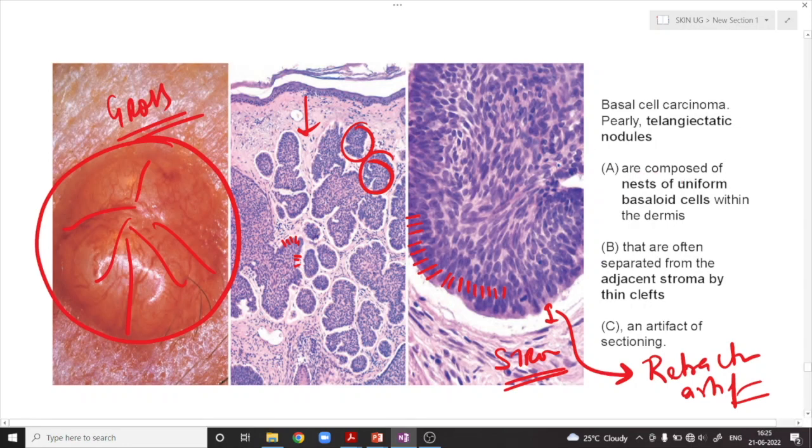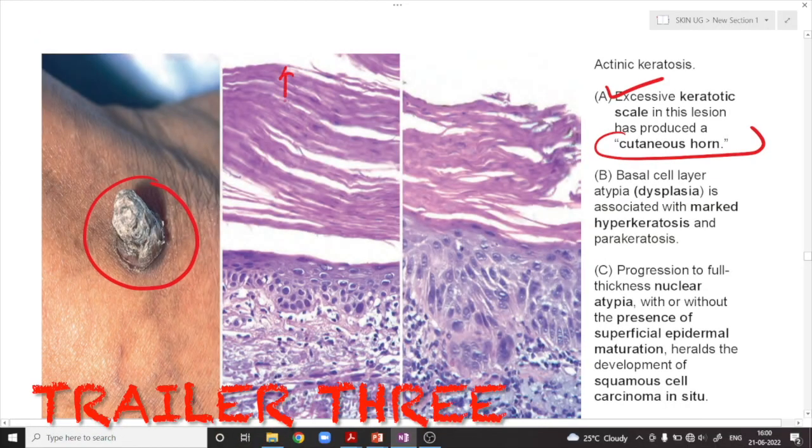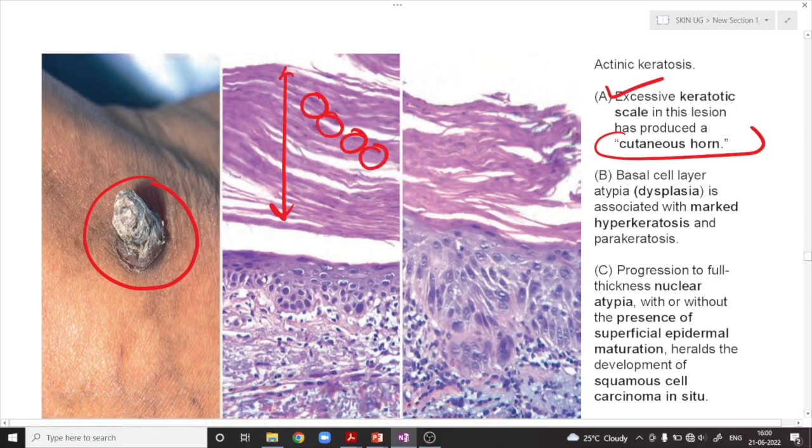Individual tumor cells, if you see, are uniform basaloid cells within the dermis. This is the layer of keratin that we can see, and in this keratin layer you can see some parakeratosis or retention of the nucleus, okay? Very importantly, the lesion is starting out with dysplasia, hyperchromasia, pleomorphism in the lower layer. So basal cell atypia or dysplasia is associated with marked hyperkeratosis. So there is an increased amount of keratin, and along with that, parakeratosis, that is retention of the nucleus in the upper layers, is also seen in this diagram.